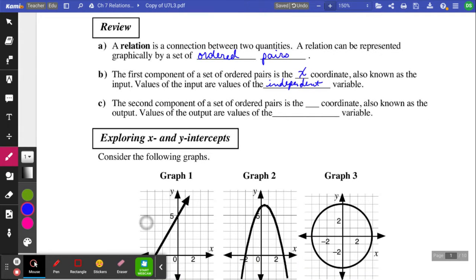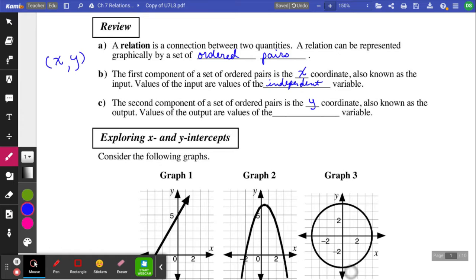Okay, so when we're talking about an ordered pair, in case you don't know, we're talking about this, right? An ordered pair like (X, Y), that's called an ordered pair when it's in parentheses like that. With me, Victor? Okay, so the second component of an ordered pair is the Y coordinate, also known as the output. And values of the output are values of the dependent variable. Okay, so that's all review, and that's super important. You will need to know that information.